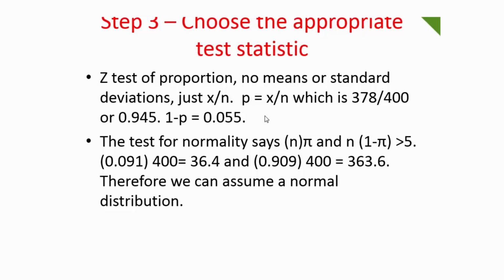The test for normality says we want to make sure we have a normal distribution for this test. N times pi and n times 1 minus pi have to be at least 5. So if we use the value for pi, 0.091 times 400, that's 36.4. 0.909 times 400 is 363.6. Therefore, we can assume a normal distribution. They're both a lot greater than 5.